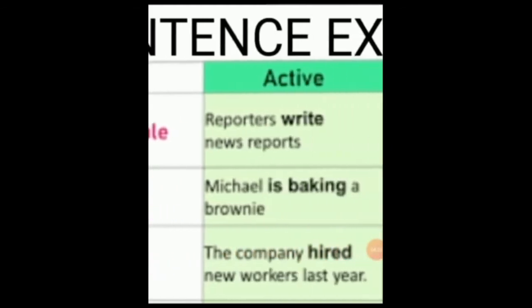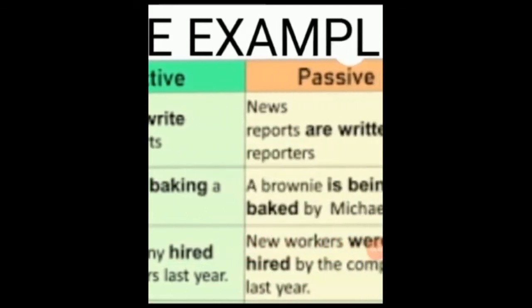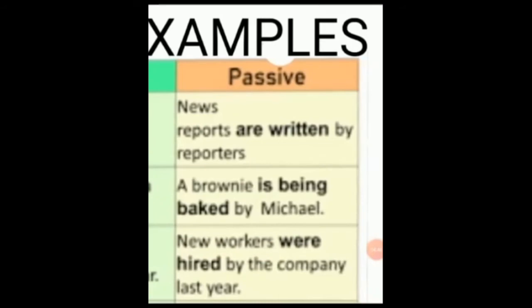In present continuous tense, the sentence is, Michael is baking a brownie. So now what we are going to do in the passive, we are going to interchange. We will start the sentence with a brownie and we will end the sentence with Michael. So subject becomes object, object becomes subject. A brownie is being baked by Michael. So this is the passive.